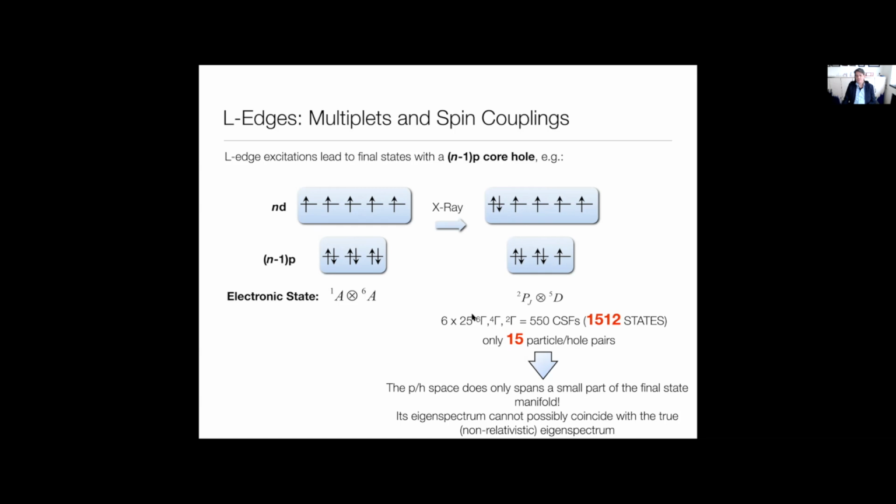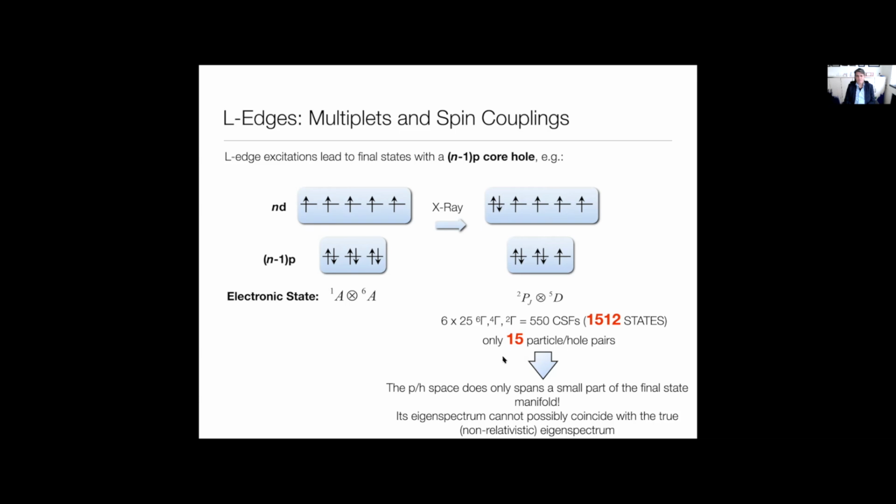And how many states arise from that? If you count it out, there are 1,512 many-particle states that arise from that excitation, right? But you only have 3 times 5, meaning 15 particle-hole pairs. That means that the many-particle Hamiltonian has 1,512 eigenvalues, and that means there are 1,512 possible transitions, and these 1,512 possible transitions all contribute to the observed spectrum.